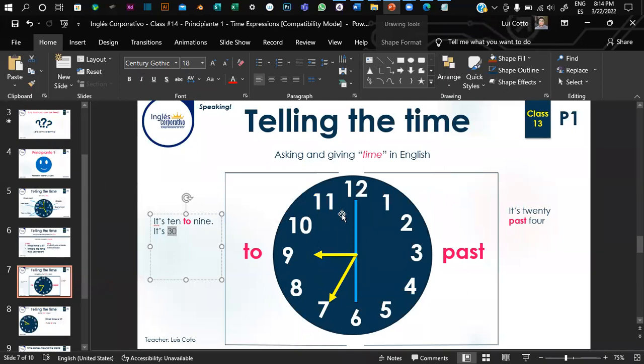Okay, let's correct. Let's count the minutes. 5 in this part. Then 10. It's 25. Correct. To 9. Correct. Yes, because why? Because we have 5 plus 5 is 10. Plus another 5, más otro 5, 15. Plus another 5 minutes, 20. Plus 5? 25. Correct.